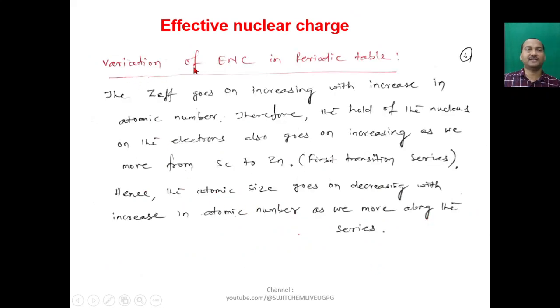The next is variation of effective nuclear charge in periodic table. So the Z effective goes on increasing with increase in atomic number. So therefore the hold of the nucleus on the electrons also goes on increasing as we move from scandium to zinc, the first transition series. So hence the atomic size goes on decreasing with the increase in atomic number as we move along the series.